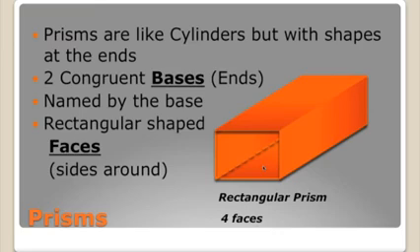And it's really easy to tell how many faces a prism is going to have because all you have to do is look at the base. If the base is a four-sided shape, in this case it's a rectangle, our base is 1, 2, 3, 4 sides, it's a rectangle, then it's going to have four faces around.